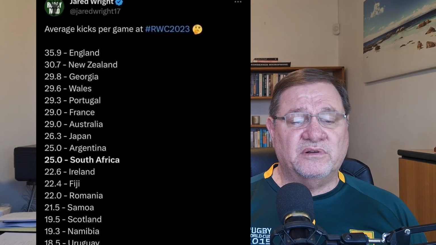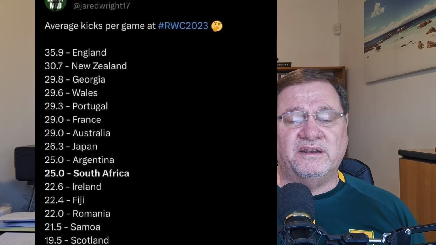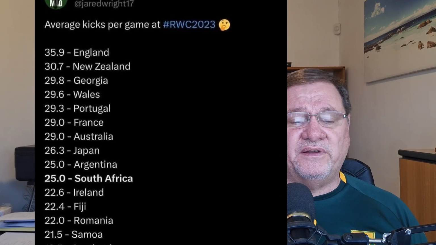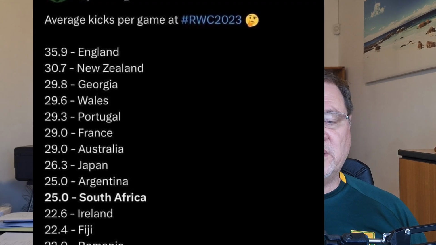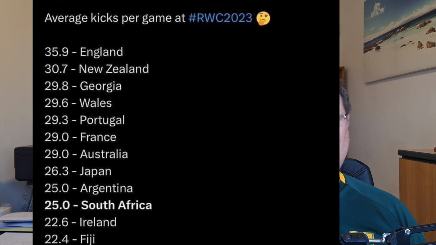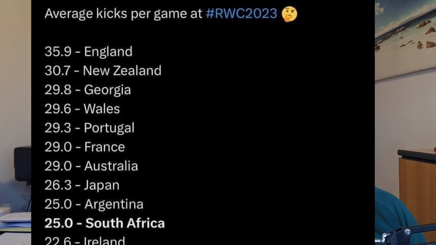More telling is the overall kick stats per game for the entire World Cup, indicating that New Zealand had the second highest number of kicks per game at 30.7 versus South Africa's 25 per game, which were the 10th highest at the World Cup. So clearly, the All Blacks kicked much more per game than South Africa, although in the final South Africa slightly kicked more than New Zealand.